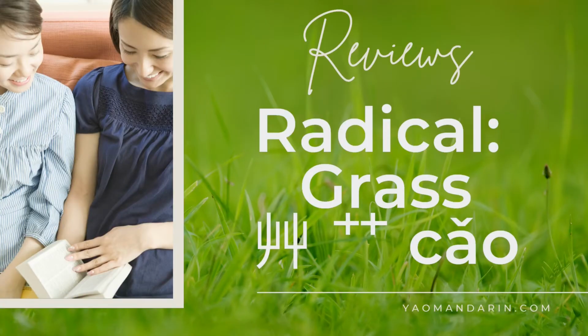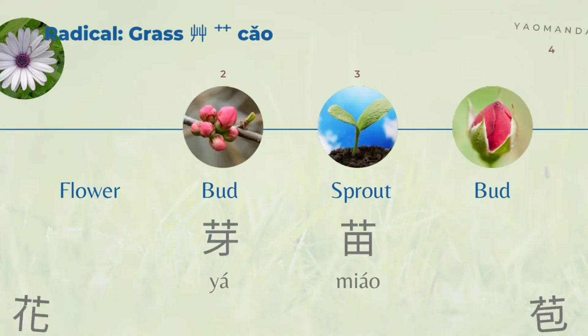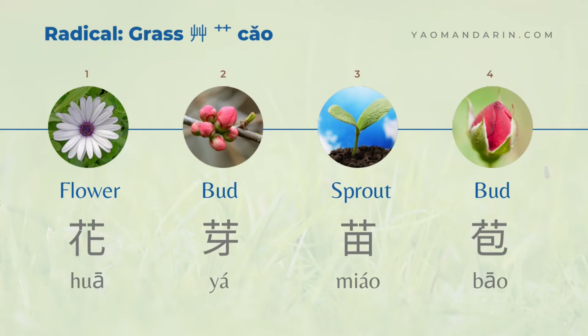There are many characters in my Chinese radical grass series, and I'm here to provide a summary video for you to learn them fast. After you finish this video, you'll know 4 characters with radical grass and their explanations. Sounds good? The characters are 花 flowers, 芽 buds, 苗 miáo sprouts, and 苞 buds.